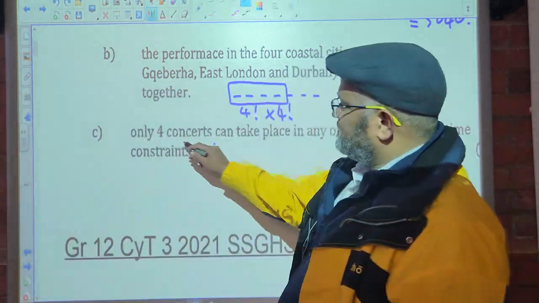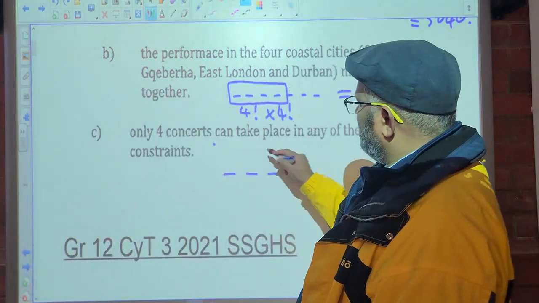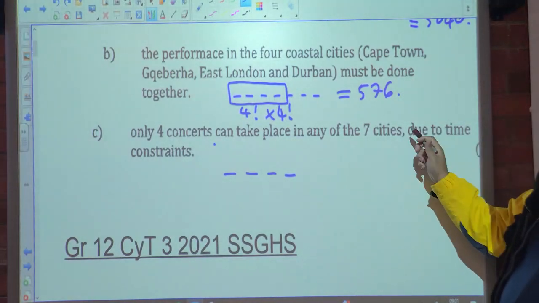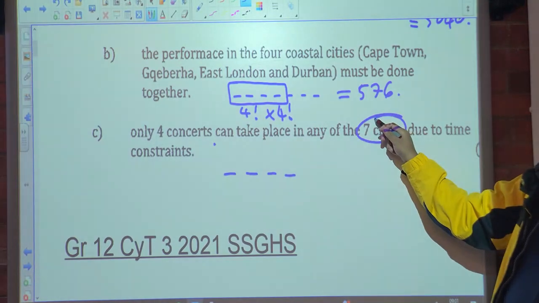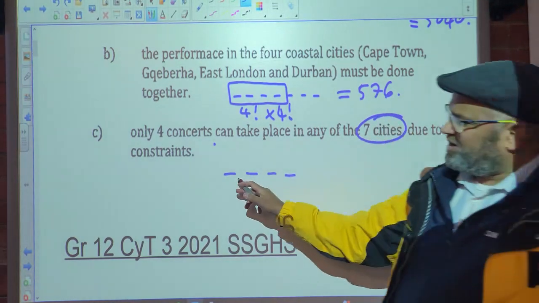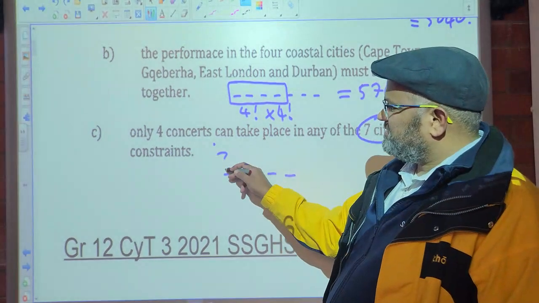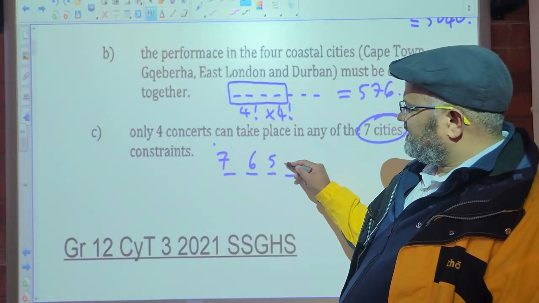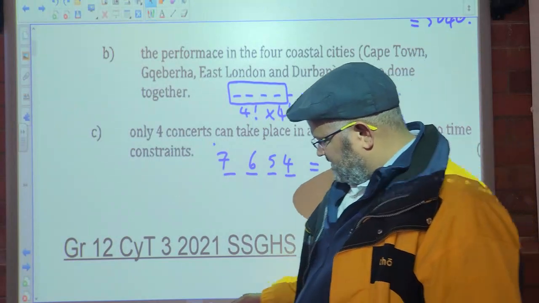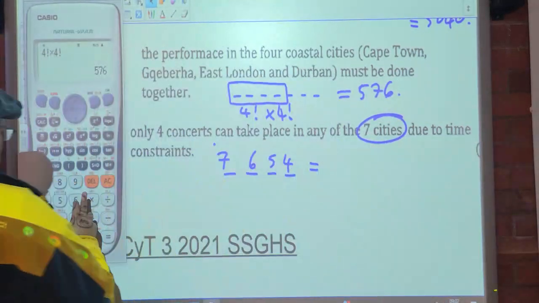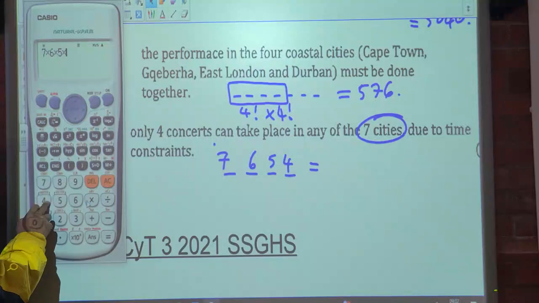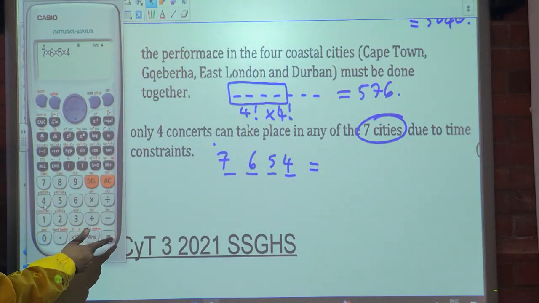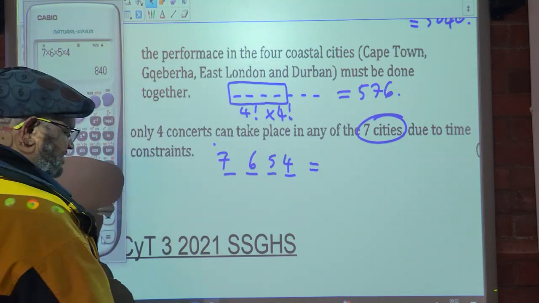Because we only have 4 concerts taking place. But because it's any of the 7, how many options do I have here? 7. And then 6, then 5, then 4. Which is going to be 7 times 6 times 5 times 4. Or I could have had 7 factorial over 7 minus 4 factorial, or 3 factorial. It's going to give you 840.